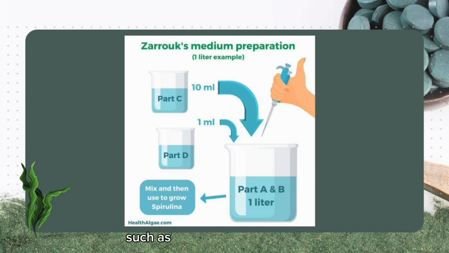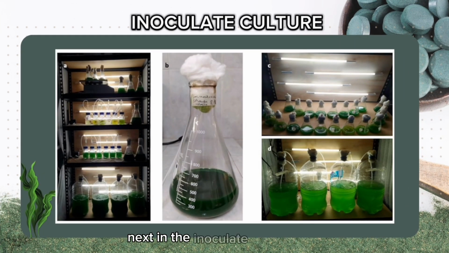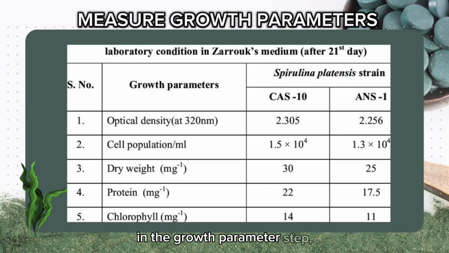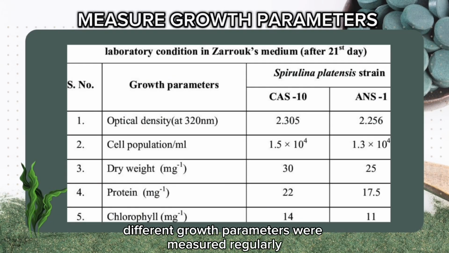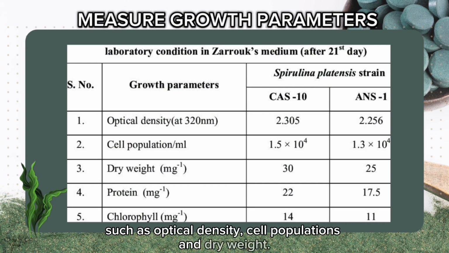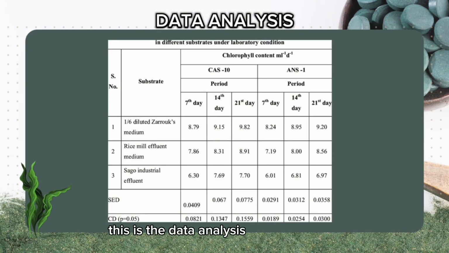Different concentrations such as nitrogen and ammonium were mixed using standard lab procedure to know whether it is optimum to grow Spirulina. Next, in the inoculate culture step, the Spirulina was inoculated, and this is the inoculum of Spirulina that grew in Zaruk medium using sterile technique. In the measure growth parameter step, different growth parameters were measured regularly such as optical density, cell population and dry weight. In the analyze data step, this is the data analysis of different media to determine the best medium for growing Spirulina. Zaruk medium is one of the best media due to its preserved content in Spirulina along the period.